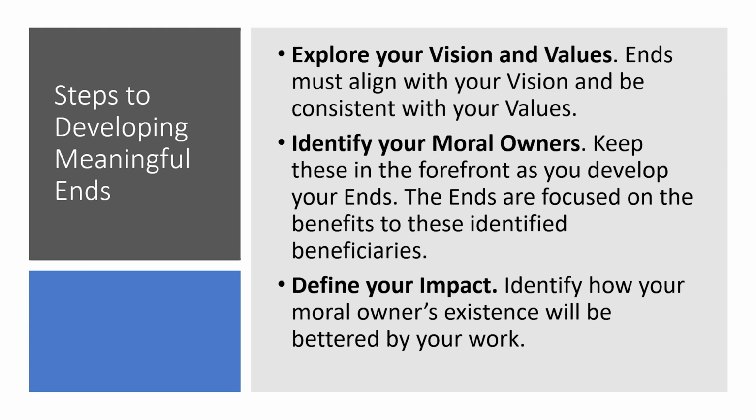So here are some components, or some keys, to really developing meaningful ends. And we've already discussed how the ends really tie together all the other components of the first phase. So it would be useful to take your values, your vision, your mission, and your moral owners and put them on a piece of paper. And if you're going to do a board retreat or a board session on this, put it on a whiteboard or a flip chart or a series of flip chart papers so that everybody can be looking at that while you're doing the discernment process.